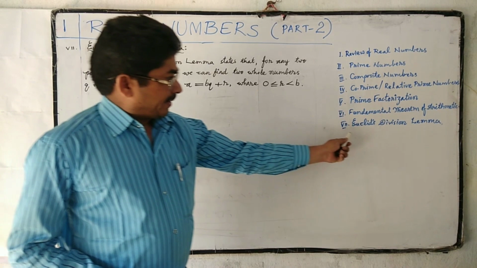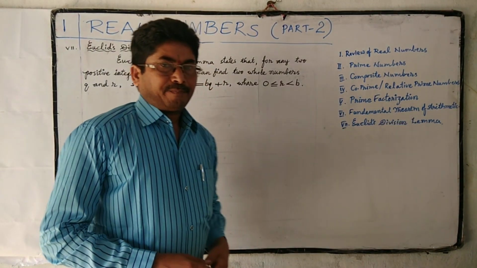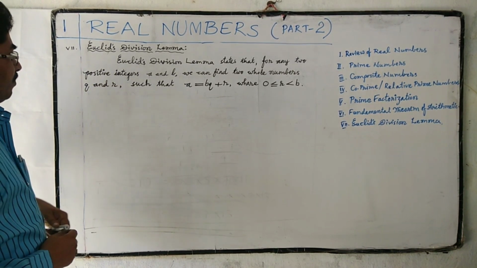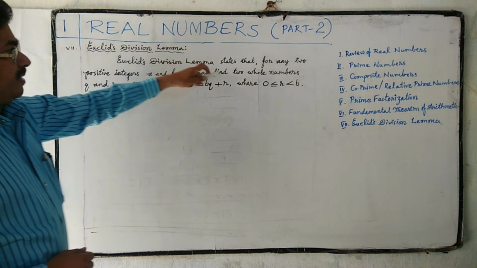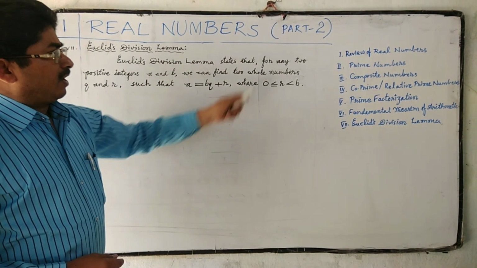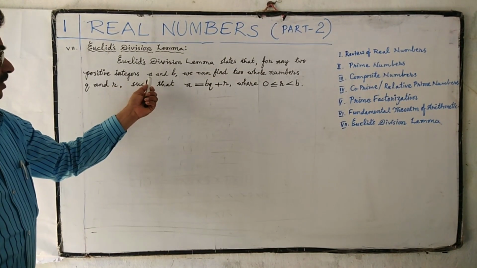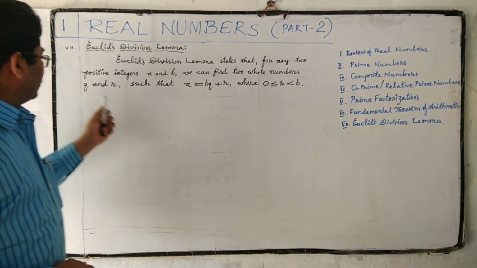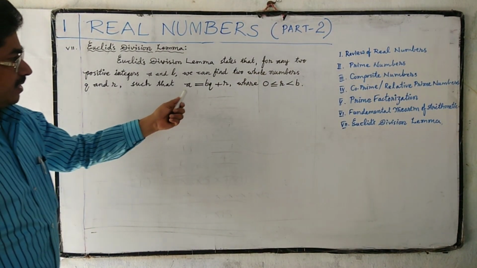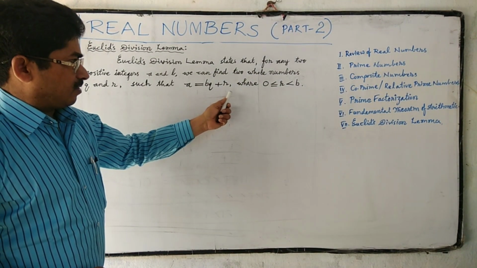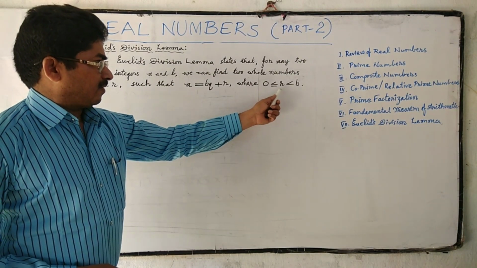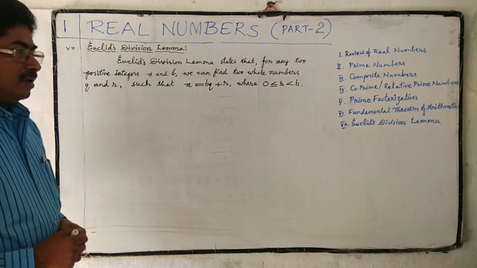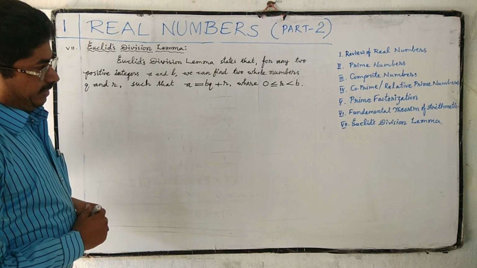Next, Euclid's division lemma. What is Euclid's division lemma? Euclid's division lemma states that for any two positive integers a and b, we can find two whole numbers q and r such that a is equal to bq plus r, where 0 is less than or equal to r less than b. Let us see this.